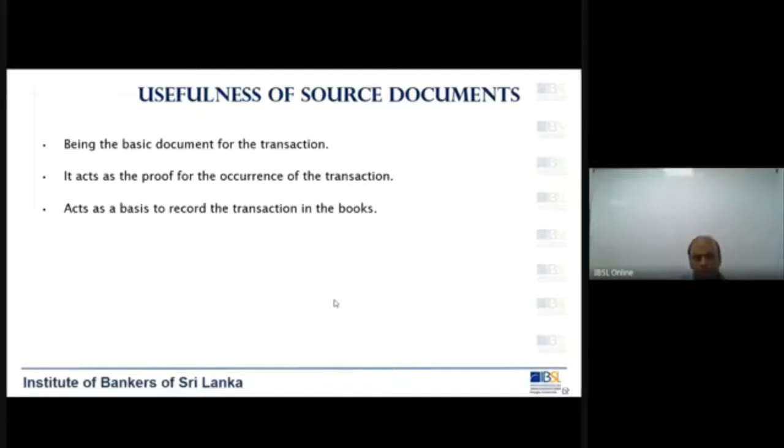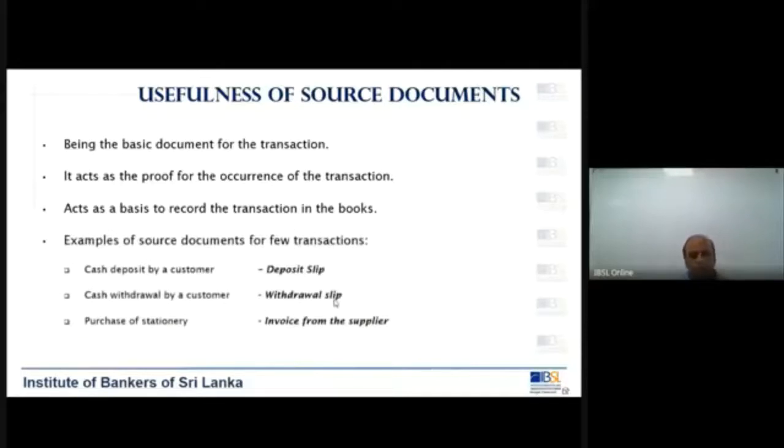It also acts as a basis to record the transaction in the books. Now, as I told you, you will make use of this document to record the transaction. Now, what are the basic types of source documents for some of the transactions? As I told you, cash deposit by a customer, you will use a deposit slip. Cash withdrawal by a customer, you make use of a withdrawal slip. Purchase of stationery. Now, if you are going to buy stationery from a shop, what does the customer will give you? Customer will give you an invoice or a bill. That will be the source document for the transaction.